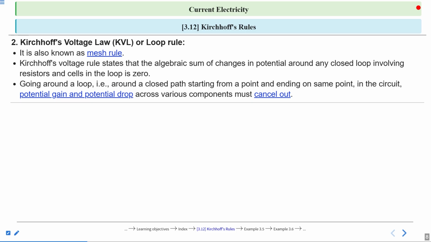There is a potential drop across a resistor. What is that? I into R. What is the potential drop across a resistor? V equal to IR according to Ohm's law. So that IR is the potential drop.